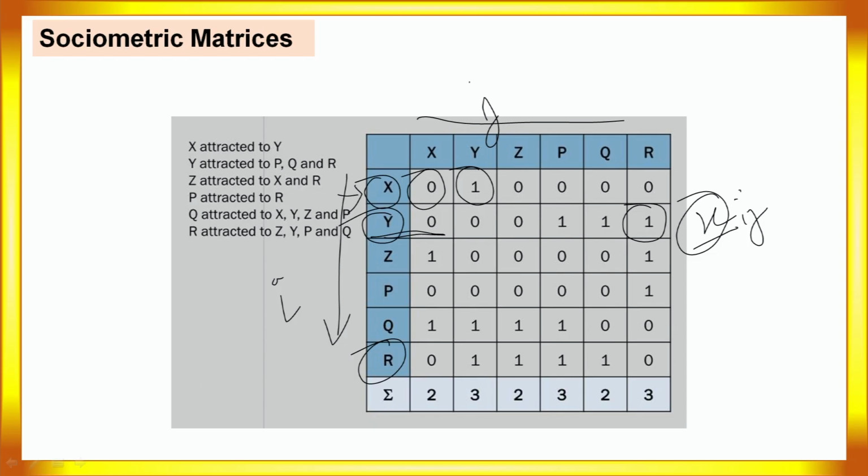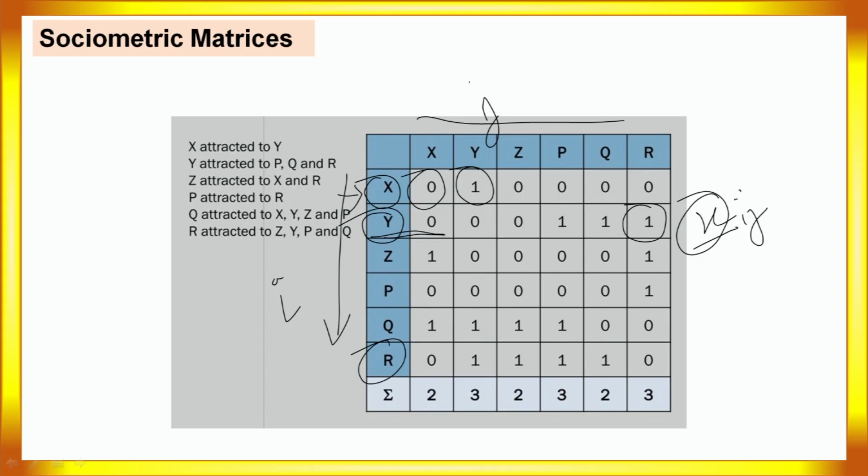Now, if you come to the analysis of this matrix, the choice status of a person can be visualized by simply adding all the choices he received in that particular column. Like the choice status of X, he received in total 2 choices. The choice status of Y, he received 3 choices. The choice status of Z, he also received 2 choices. By adding up the numbers, 0 and 1, in that particular column, you can reach the choice status of a particular person in the sociometric indices.